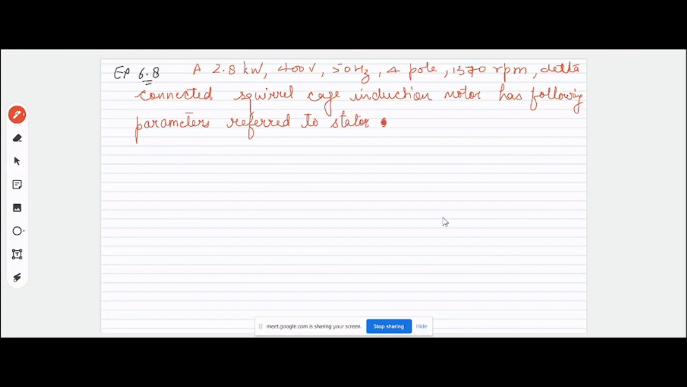And what are the parameters? The stator resistance Rs is equal to 2 ohm, right? The Rr', the rotor resistance referred to the stator side, has a value of 5 ohm, right? The stator side reactance and the rotor side reactance referred to stator are equal to 5 ohm. The magnetizing reactance Xm is equal to 80 ohm. So these are the parameters which are given.